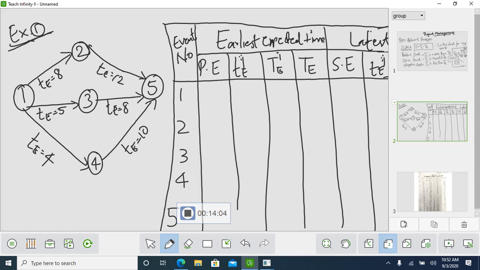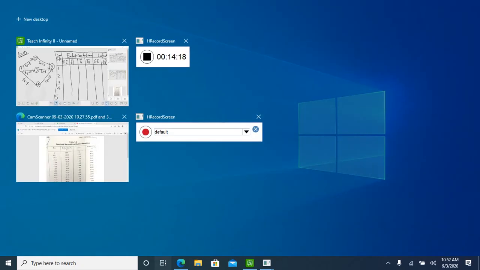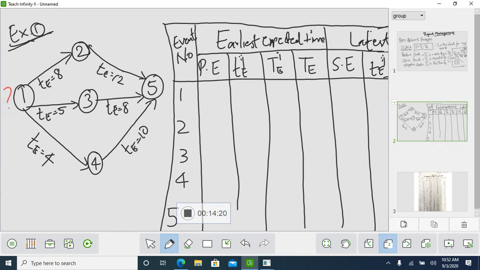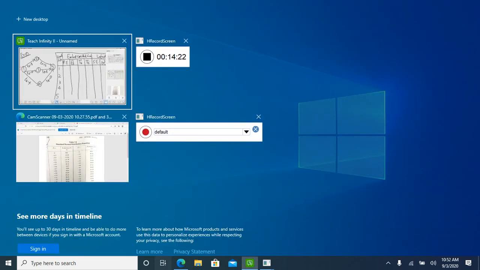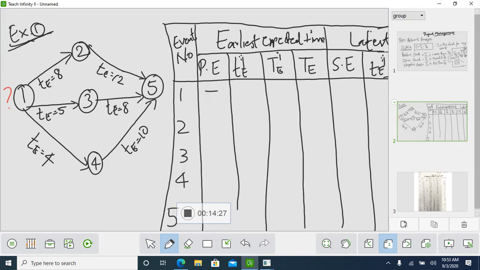Next, for 1, what is your predecessor event, students? You don't have any predecessor event. Predecessor event means, if you have this 1, before it do you have any event? No, you don't have any event. So you will be writing a dash for the predecessor event. You don't have any predecessor event, so TE for 1 is 0. Here it is also 0.